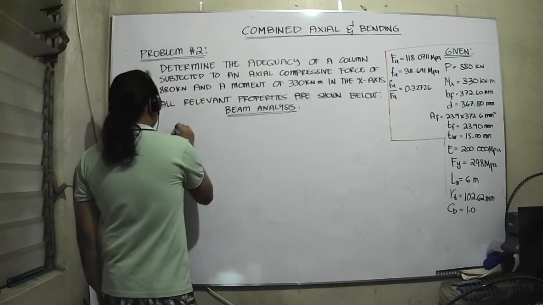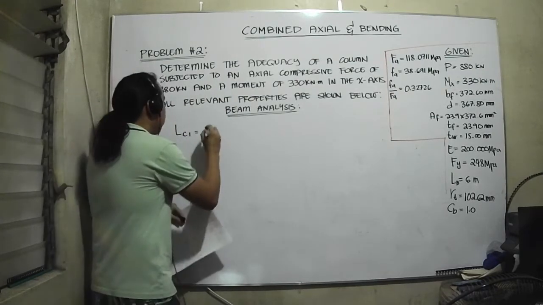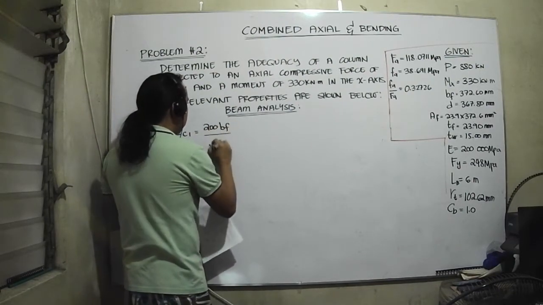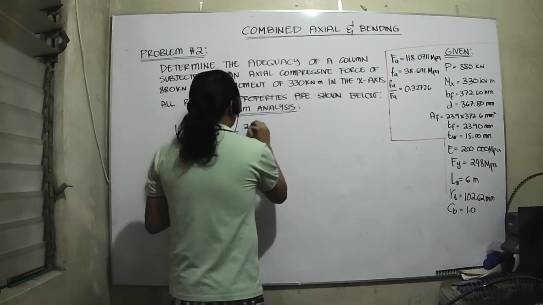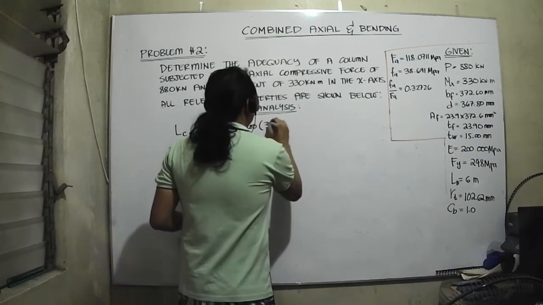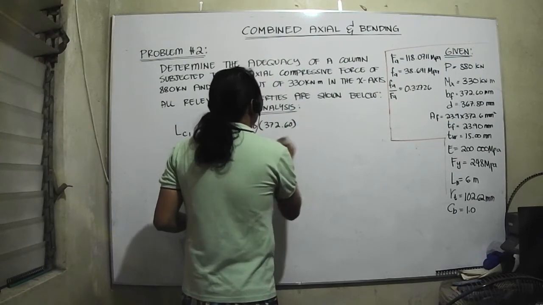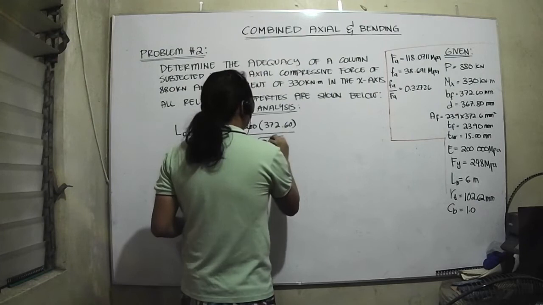Now we have Lc1, that is 200 bf divided by square root of Fy. That should be equal to 200 times bf, which is 372.60, divided by square root of Fy, which is equal to 248.